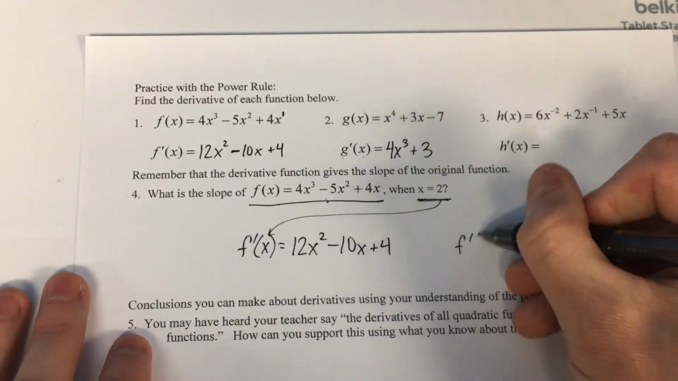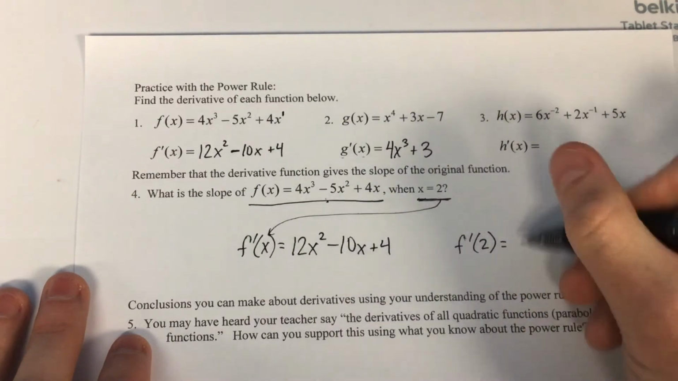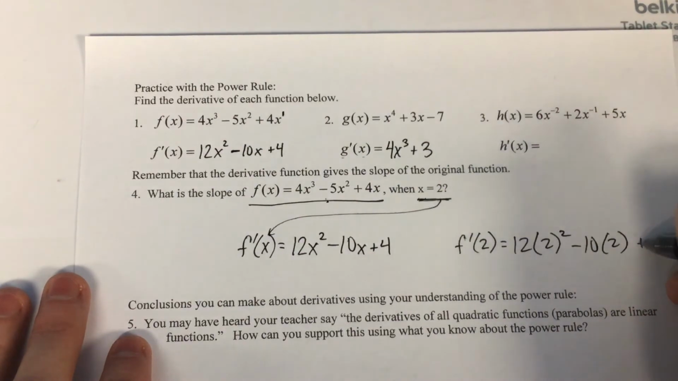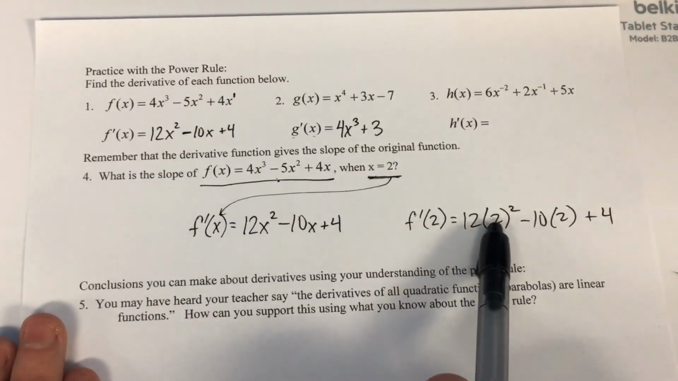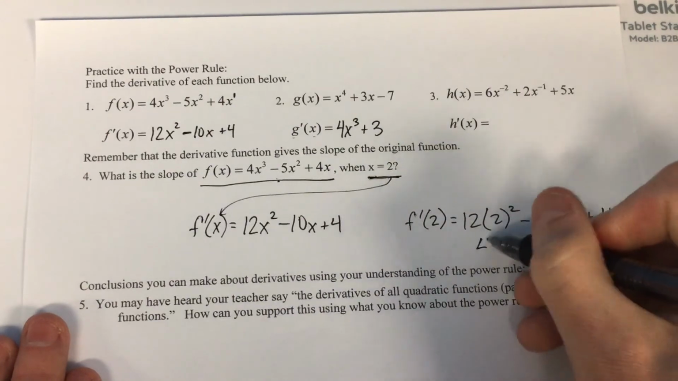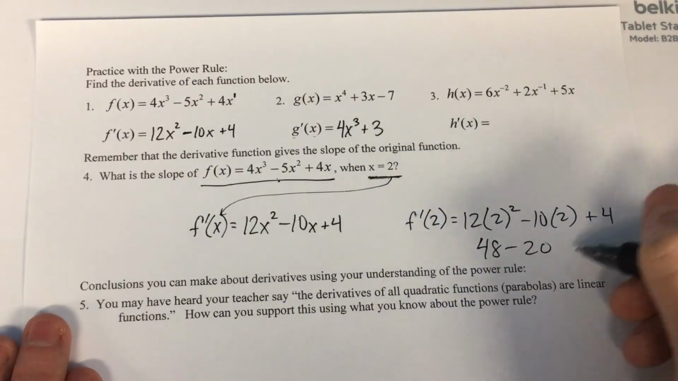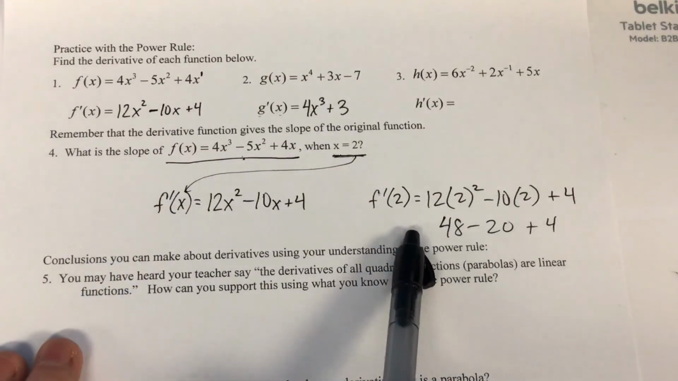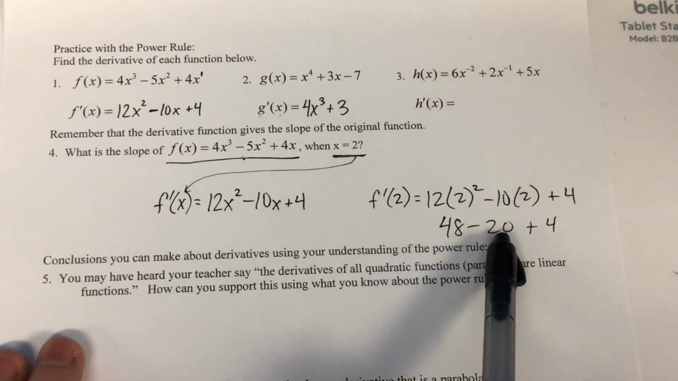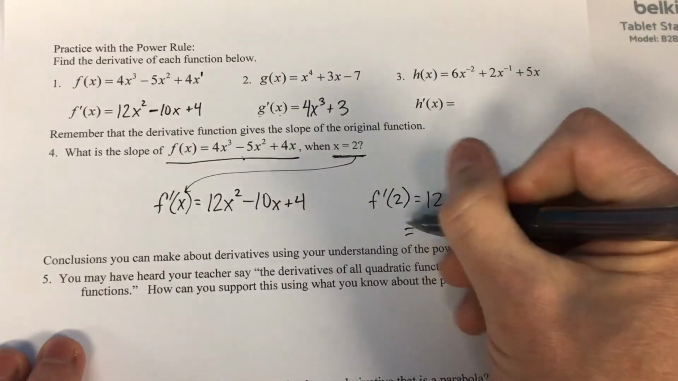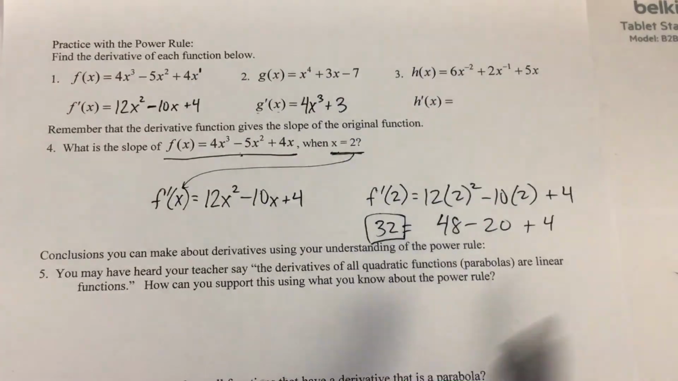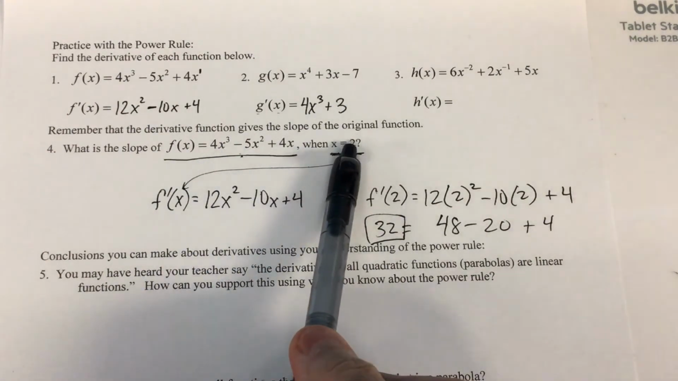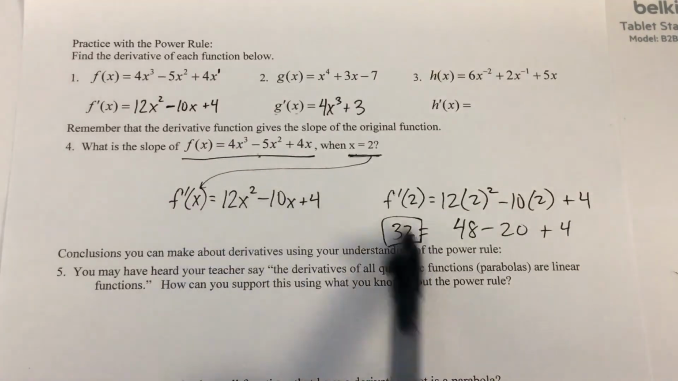So I would do, what's the derivative of 2? So I would do 12 times 2 squared minus 10 times 2 plus 4. So that'd be 4 times 12, that's 48, minus 20 plus 4. So I'm doing this quickly. If I make a mistake, excuse me, but you can figure out the answer, I'm sure. But this would be, what, 28 plus 4. So again, if I did that right, I think it's 32. So that would mean the slope of this graph is 32 when x is 2. So we use the derivative to find the slope.